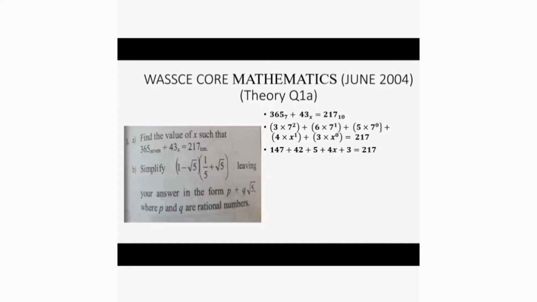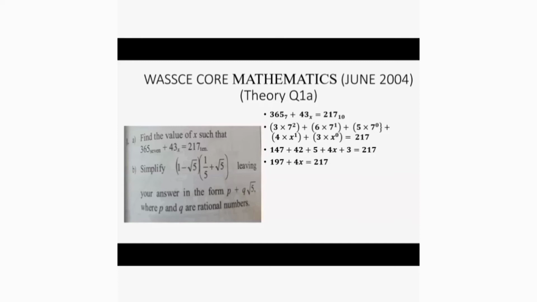Now after simplifying, we all know 7 squared will give us 49. Multiplying 3 will give us 147 plus 7 raised to the power 1 is 7 times 6 will give us 42 plus 7 raised to the power 0 is 1. Of course, any number raised to the power 0 is 1 apart from 0. So 1 times 5 will give us 5 plus 4 times x raised to the power 1, which is 4x, plus 3 times x raised to the power 0. Any number raised to the power 0 is 1 apart from 0 itself. So times 3 will give us 3, which is equal to 217.